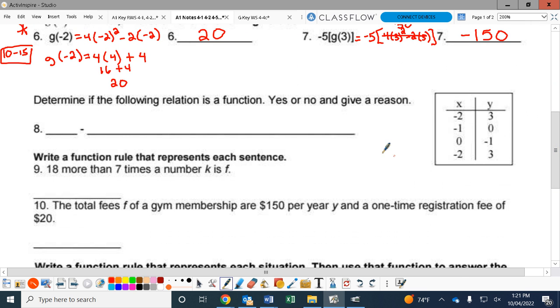Next section. Determine if this is a function. Guys, look at this. The only part that matters is the what? Domain. The x's, that's all that matters.